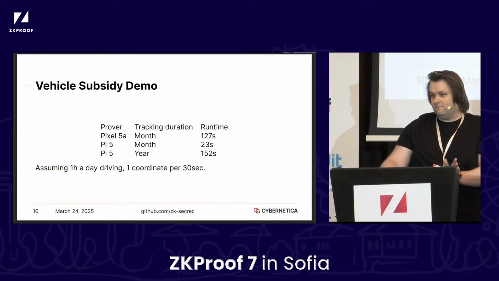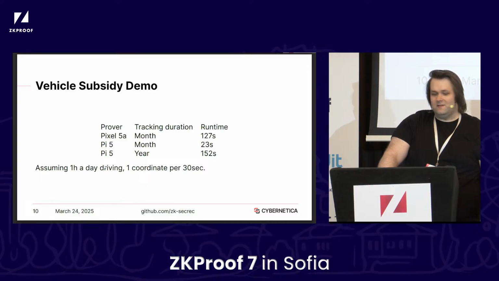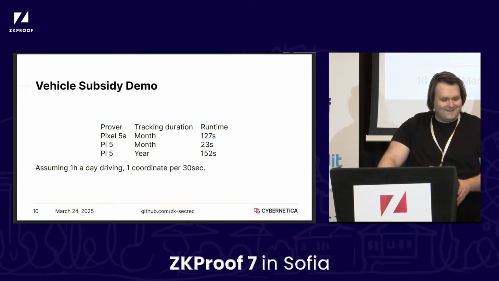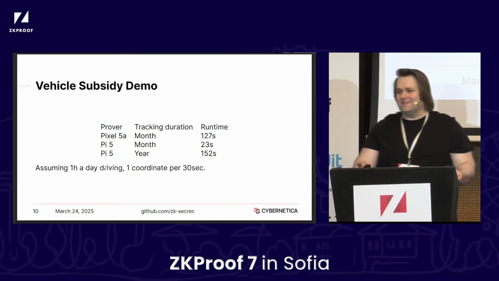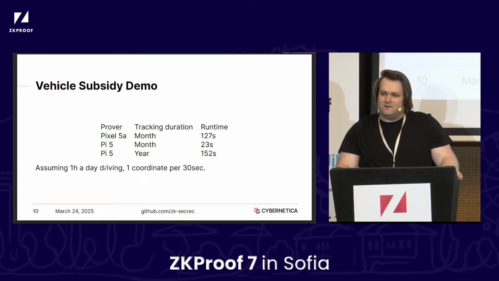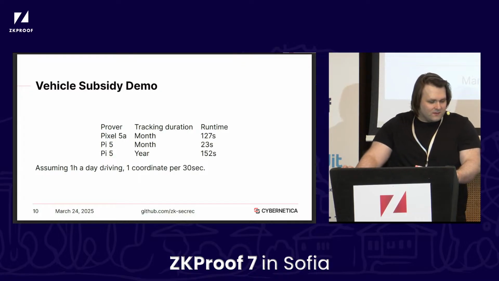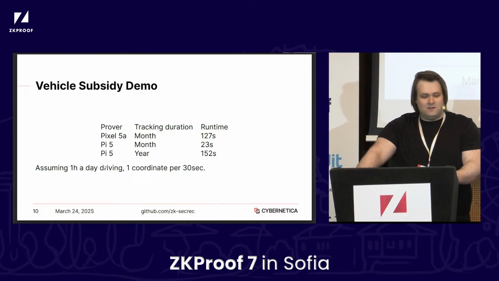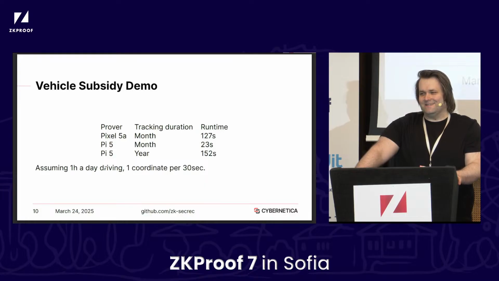And this is the performance that we got. So assuming 1 hour a day driving, which is the US average as I looked it up, and 1 coordinate per 30 seconds, which is again standard for fleet tracking GPS, we got that for 1 month's worth of coordinates on the phone it took about 127 seconds. And then with the Pi 5, we got much better results because of hardware AES.